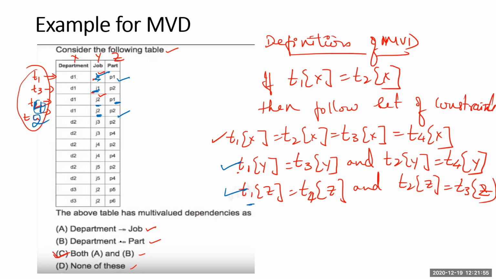Reorder the tuples, check the conditions, and then it proves. This is for a theory exam. But in a competitive exam, as I've told you, the first method is better because it will be fast. Thank you.